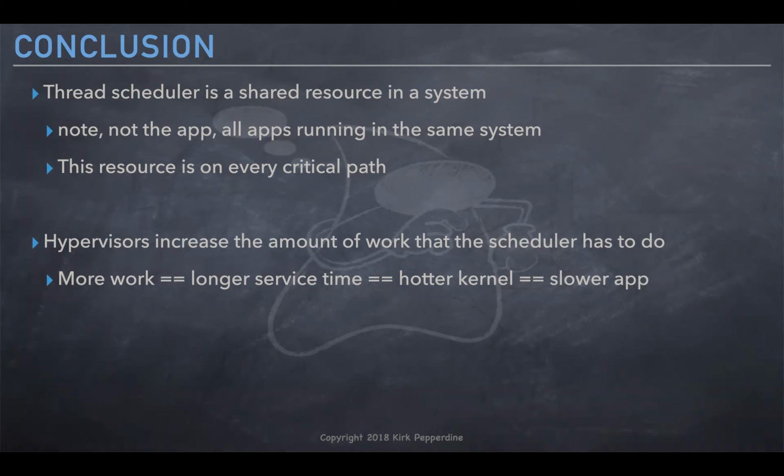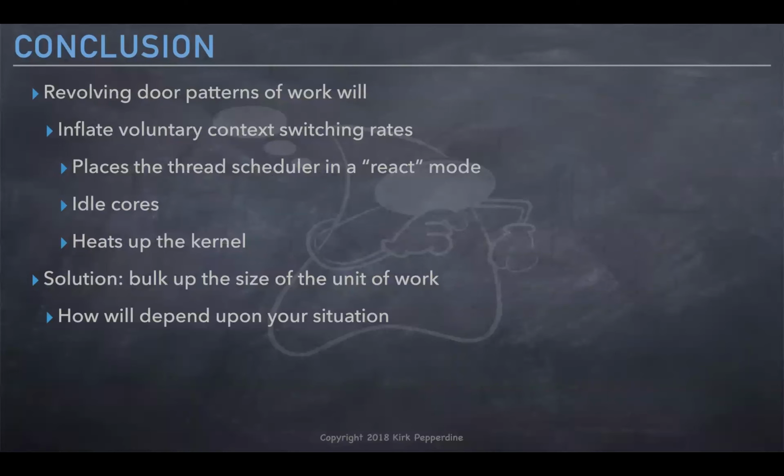So the revolving door patterns of work will inflate voluntary context switching rates, as we've seen. They're going to place the thread scheduler in a react mode and not a predictive mode. We're going to idle our cores. And as we've seen before, we're going to heat up the kernel. So the kernel is going to be running hotter than it should. And this is not a service that's parallelizable. I mean, it's one of these things that serializes everything.